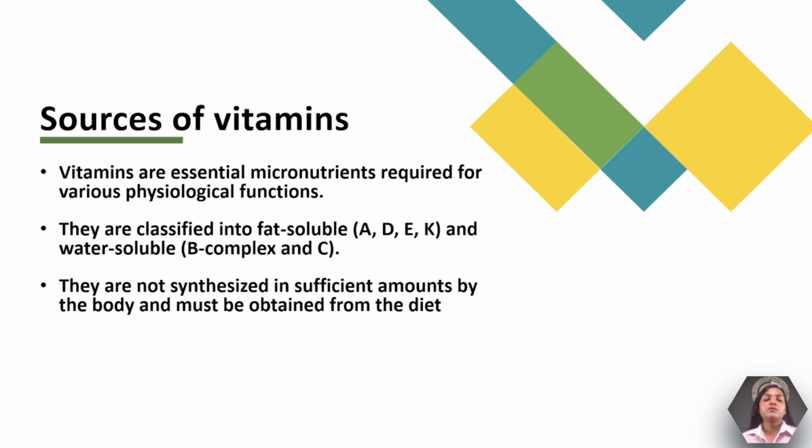So the first thing is vitamins are essential micronutrients required for various physiological functions in our body, and they are classified into two categories mainly. First is fat soluble vitamins and second one is the water soluble vitamins. I hope you all remember about the fat and water soluble vitamins. Fat soluble vitamins are A, D, E, K, whereas the water soluble vitamins consist only two categories, which are vitamin B complex and second one is vitamin C, that is also known as ascorbic acid.